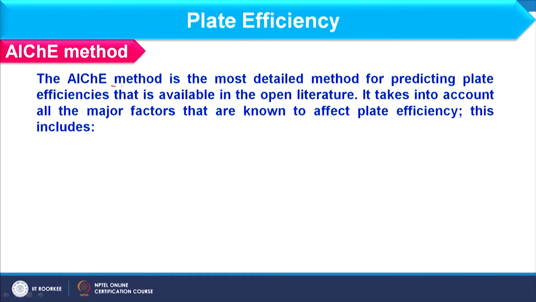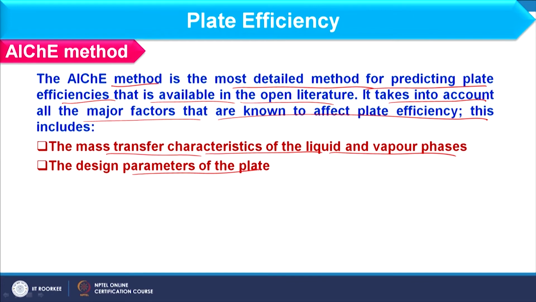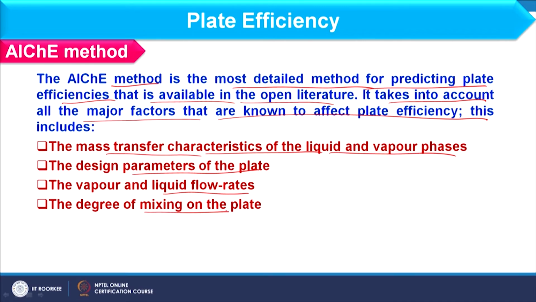The AIChE method is the most detailed method for predicting plate efficiency that is available in open literature. It takes into account all major factors that are known to affect plate efficiency, and this includes mass transfer characteristics of liquid and vapor phases, design parameters of the plate, vapor and liquid flow rates and degree of mixing on the plate. So, you can see the number of factors considered in the AIChE method, and so it is a more accurate and detailed method. Let us see how this method will be used.